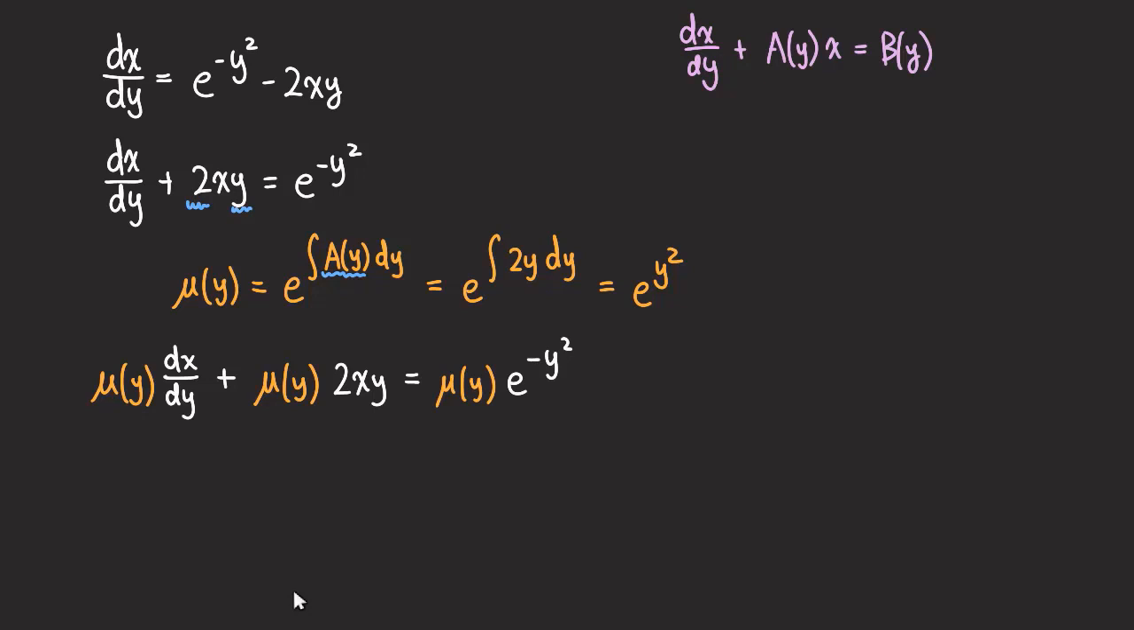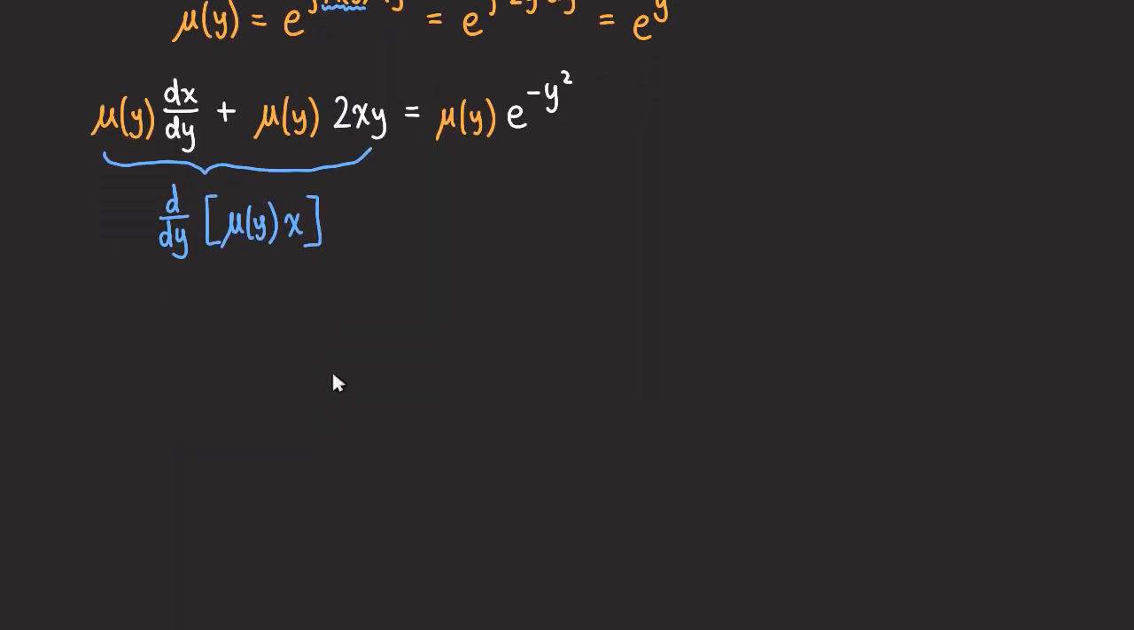Okay, so just keep in mind that this portion right here is actually the derivative of mu of y times x with respect to y. And so this can be written as this one. If you actually just differentiate this with the product rule, then you actually get the two terms, and those two terms will be equal to those two here. So right now, basically, this part right here is equal to mu of y times e to the negative y squared.